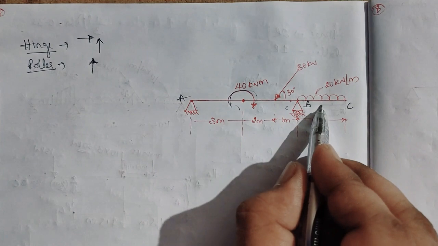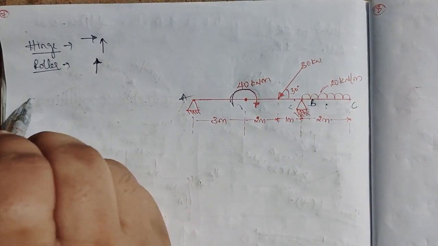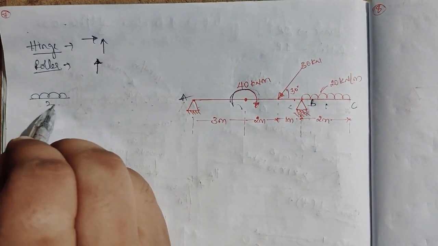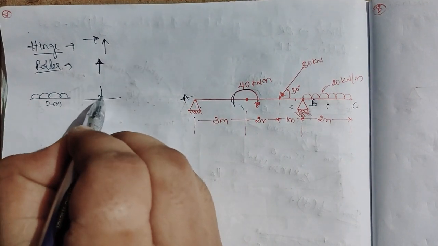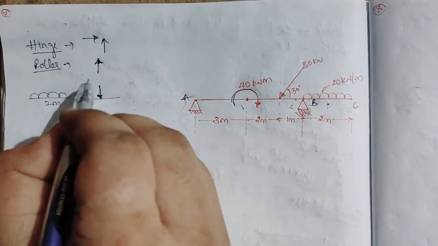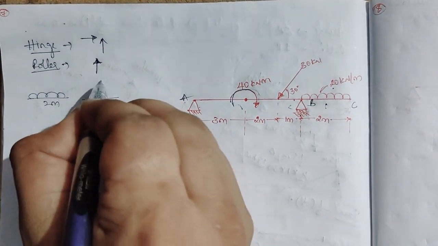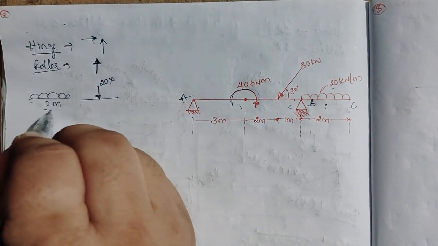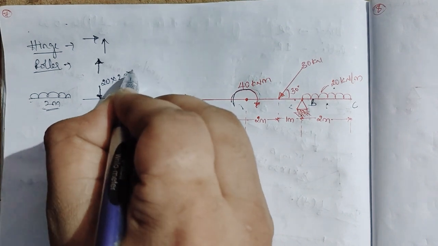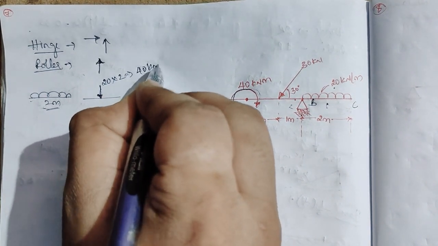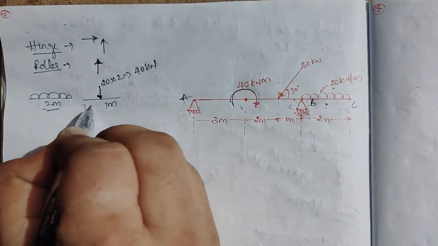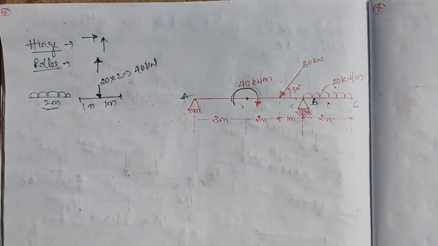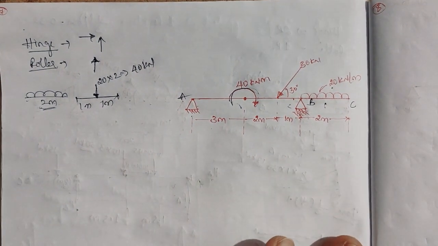Whenever I see the UDL, okay, it is UDL for 2 meter. So at a distance of 1 meter, or at the midpoint, its intensity is 20 kilonewton. So 20 into this whole span, that is 2, so 40 kilonewton at the midpoint. This should come to your mind.